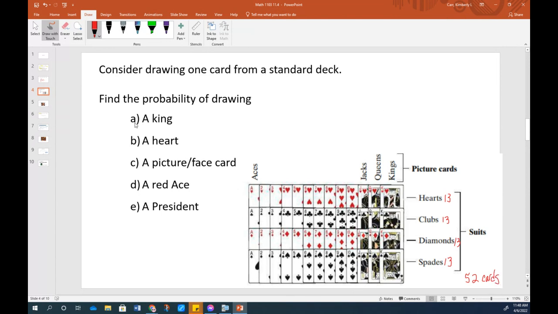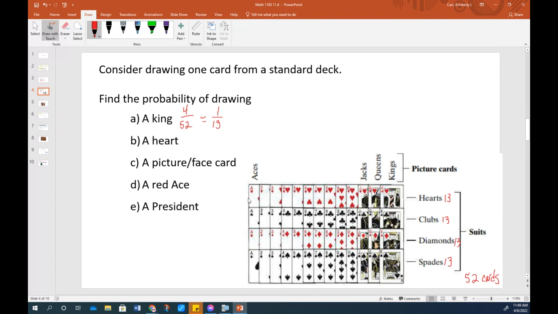So what is the probability of drawing a king? We're just going to draw one card. Well, there are 4 kings in this deck of 52, and that does reduce to 1 out of 13, which corresponds to there being 1 in each row of 13.